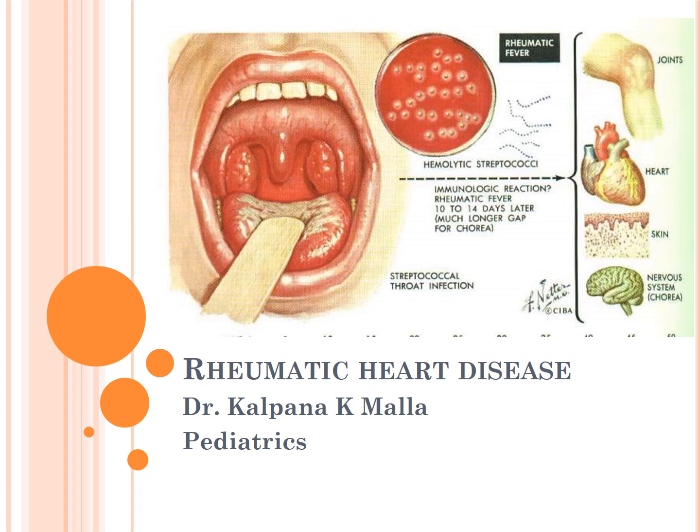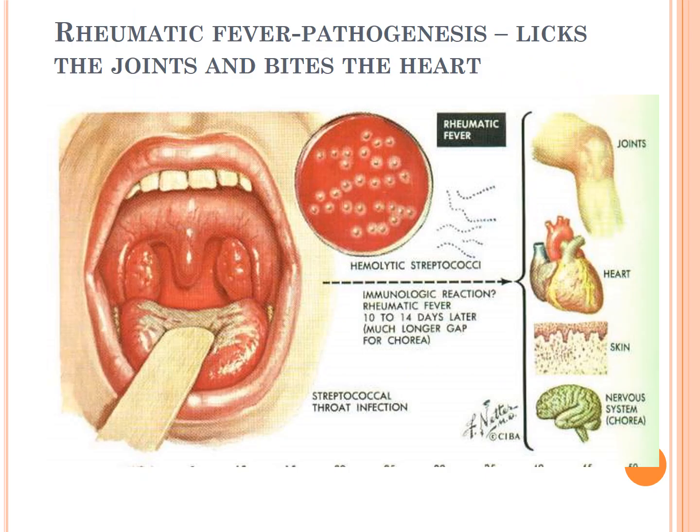Hello, today's topic will be another rheumatic heart disease, that is aortic regurgitation. In rheumatic fever, it licks the joints and bites the heart. There is no sequelae in the joints, though arthritis is one of the commonest presentations, but it leaves sequelae to the heart, and aortic regurgitation is one of the rheumatic heart diseases.